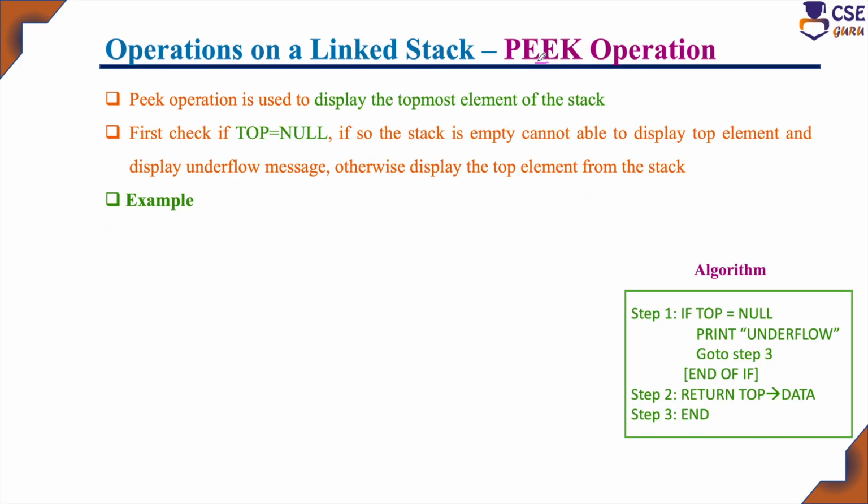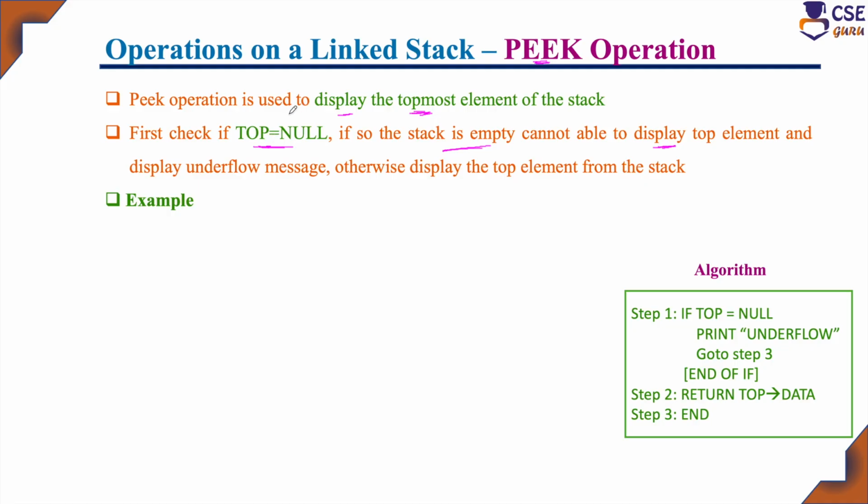Next is the peek operation. The peek operation is used to display the topmost element of the stack. What is the content of the topmost element in the stack? The content or value of the topmost element will be displayed. That is the peek operation. Before implementing it, we have to check whether top is equal to null. If top is null, the stack is empty. With an empty stack, there are no contents, so you cannot display the top element of the stack if top is equal to null.